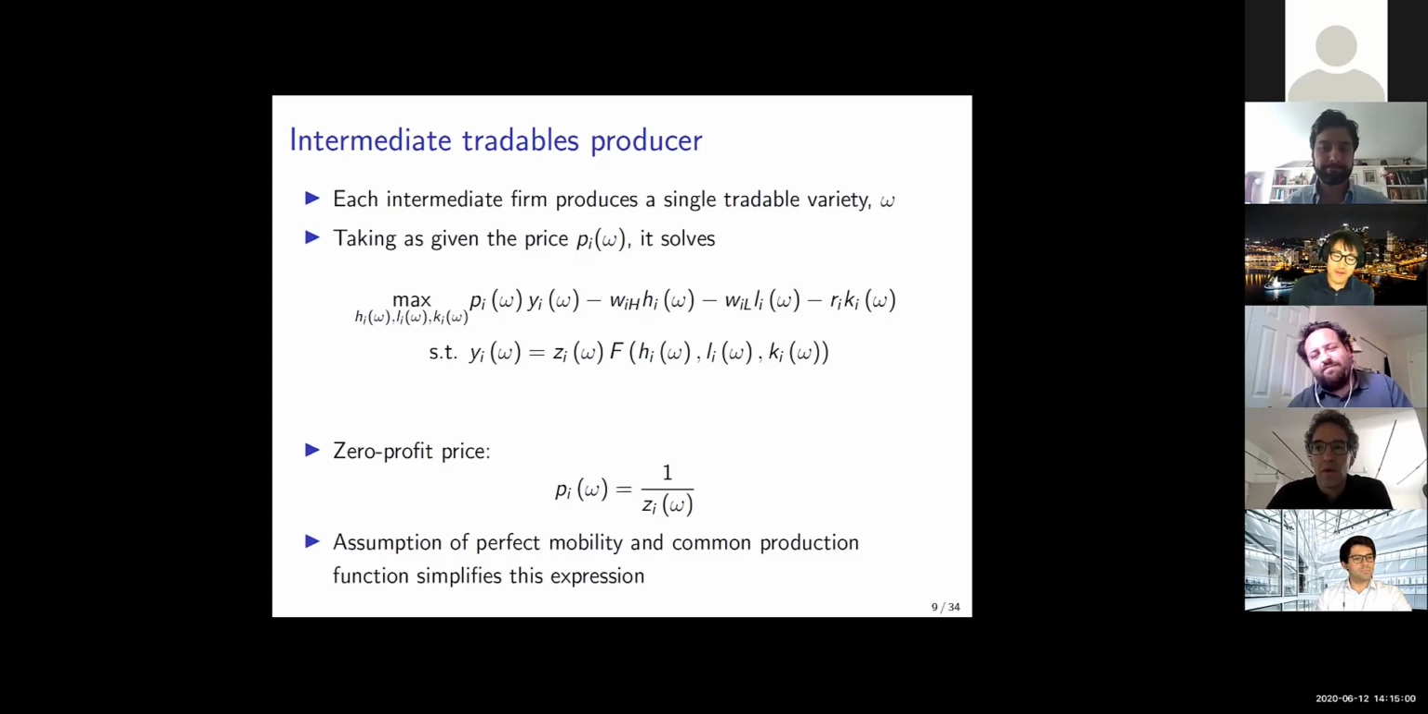Okay, but for now, just think of there being a PIN, so just replace this 1 with the PIN, and then in the case of country 1, this is 1 over zi. Okay.